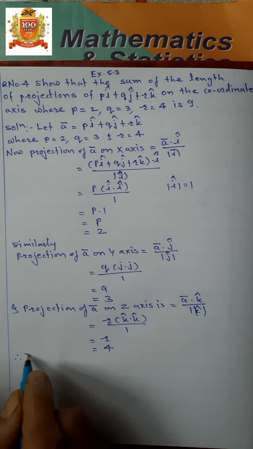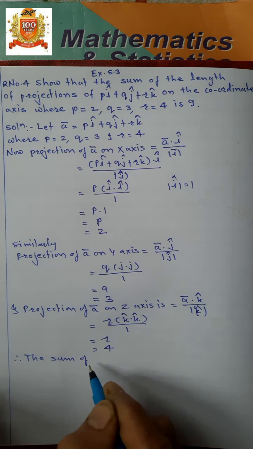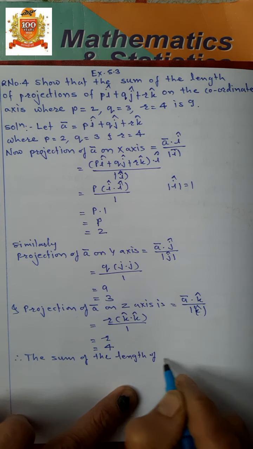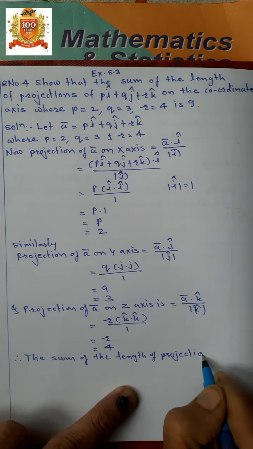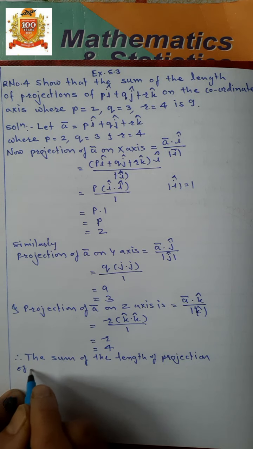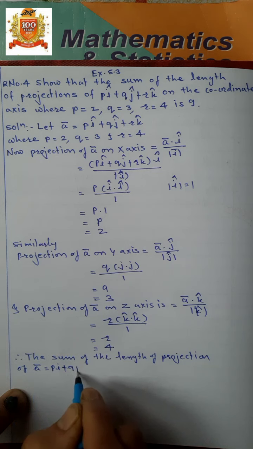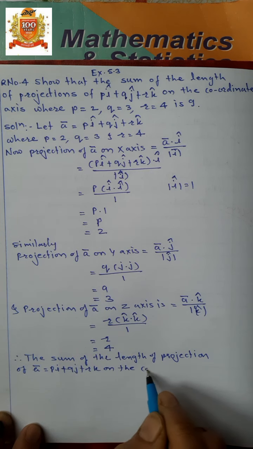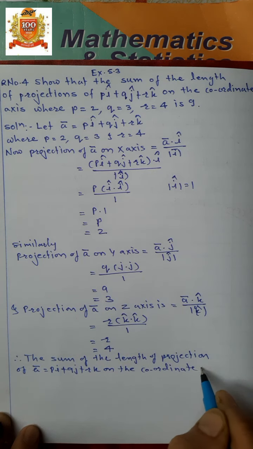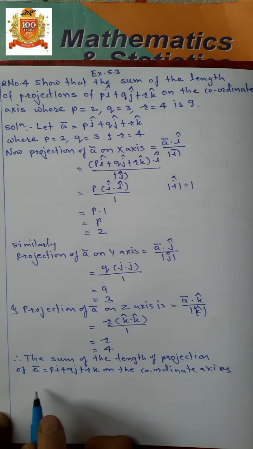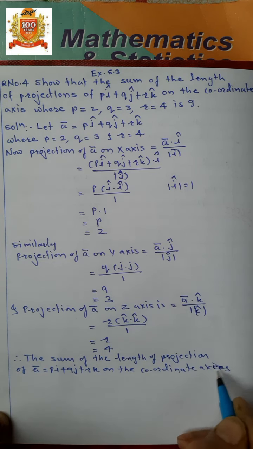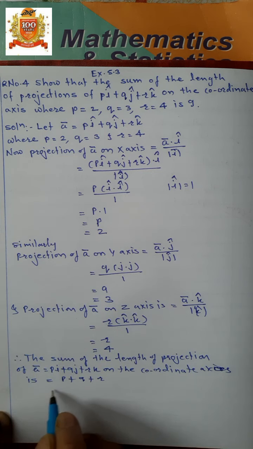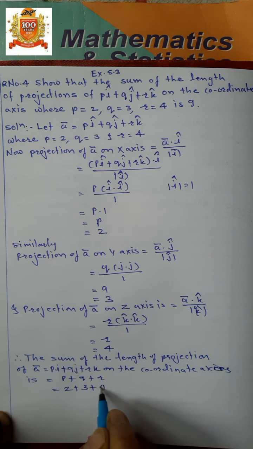Therefore, the sum of the length of projection of a bar is equal to p i plus q j plus r k on the coordinate axis is equal to p plus q plus r, which is equal to 2 plus 3 plus 4 is equal to 9.